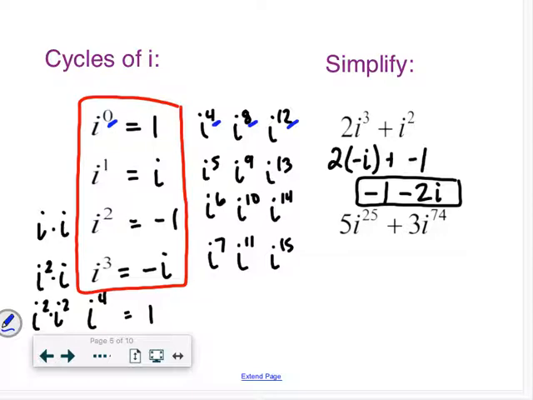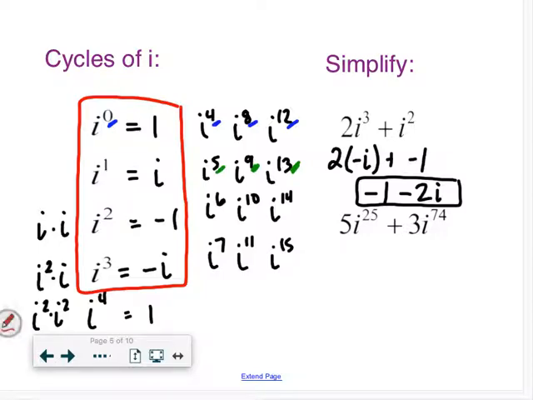Now, let's take a peek at the exponents for i to the first, which is equal to i. We've got 5, 9, 13. If you take all of those numbers and divide them by 4, what is always true? 5 divided by 4, 9 divided by 4, 13 divided by 4. Remainder is 1. Okay? So if the remainder when you divide by 4 is 1, then it's i to the first.